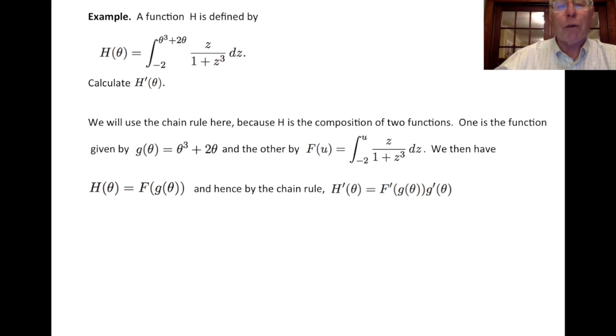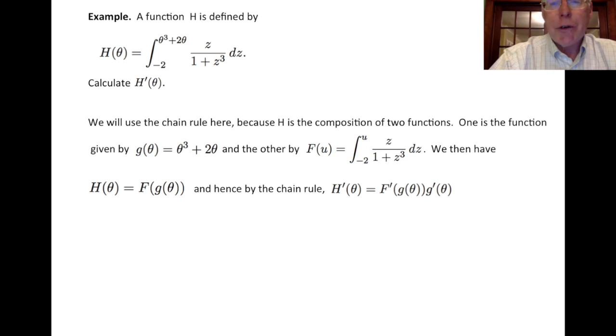So let's look at one more example. A function h we'll define by h of theta is the integral from minus 2 to theta cubed plus 2 theta of the function z over 1 plus z cubed dz. We're going to calculate h prime of theta. Now you probably guessed it. This is an example of the chain rule. So again, the chain rule, product rule, and quotient rule can all arise from working with these derivatives.